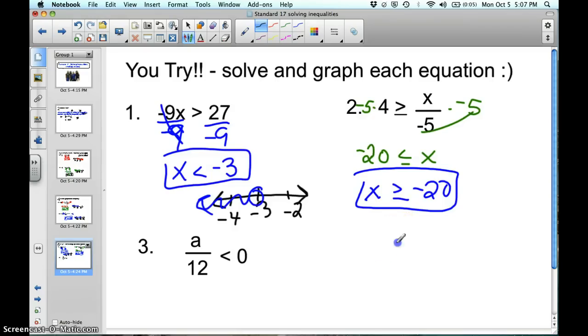So now I'm going to graph this on my number line. I'm going to put -19, -20, and -21. At -20, I'm going to have a closed circle, since I have that or equal to, and it's greater than or equal to, so I'm going to shade to the right. So I'm going to shade all my values that are greater than -20.